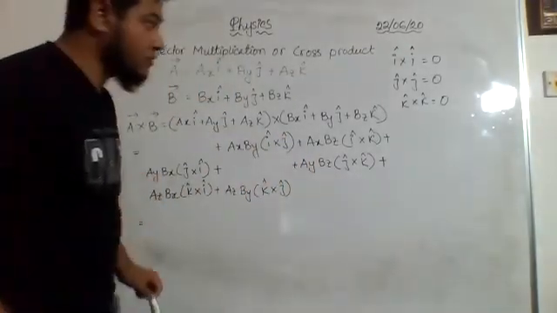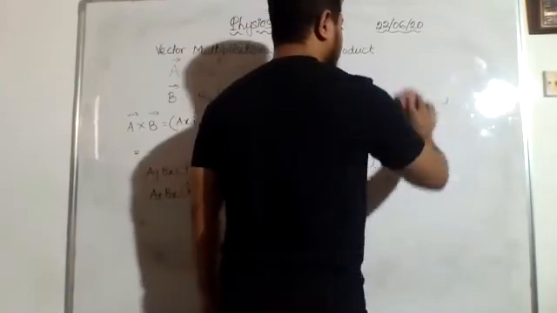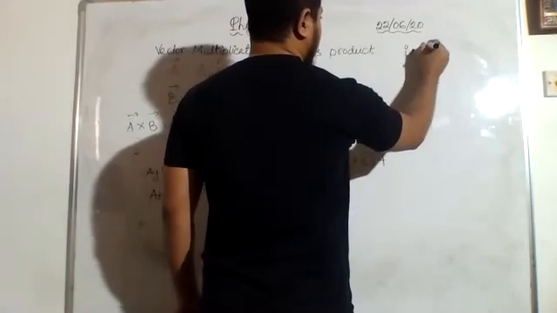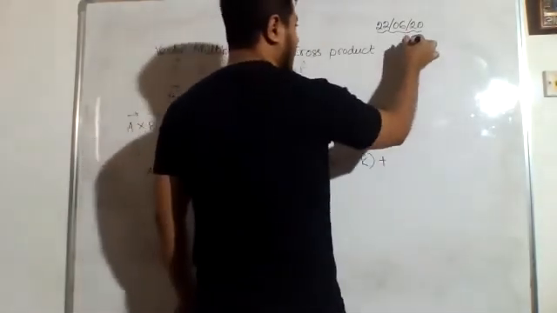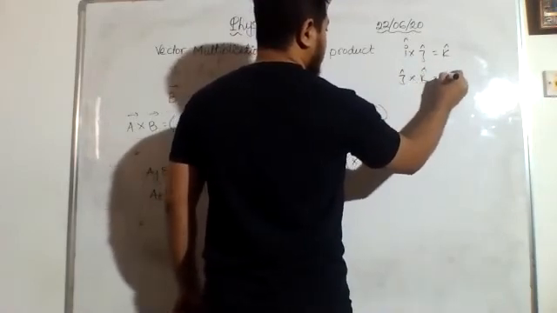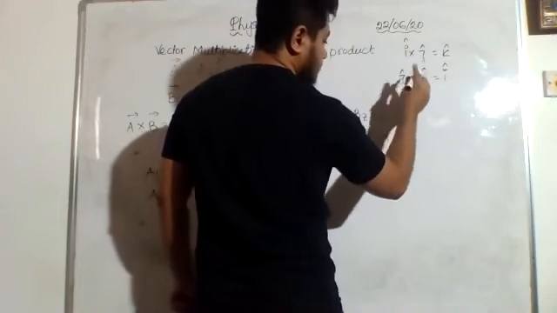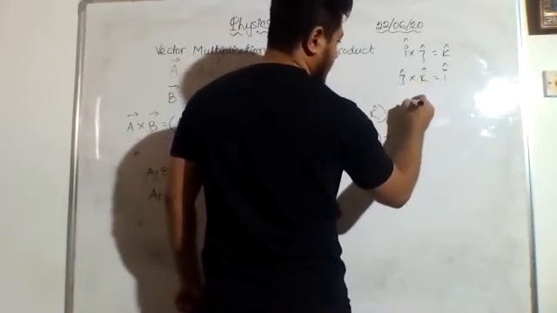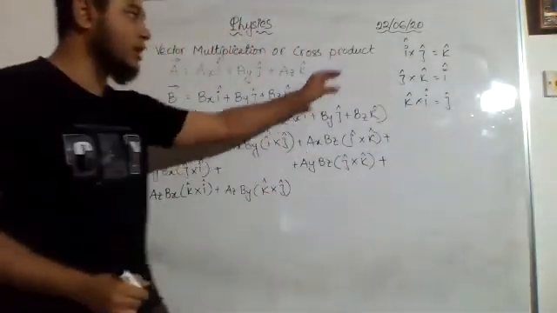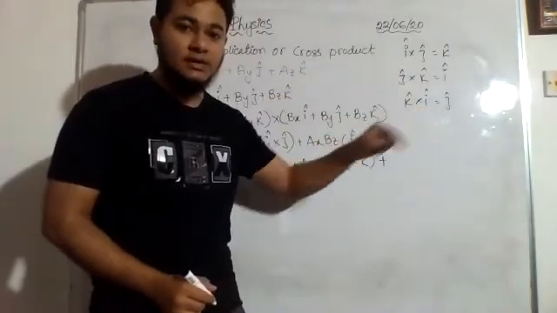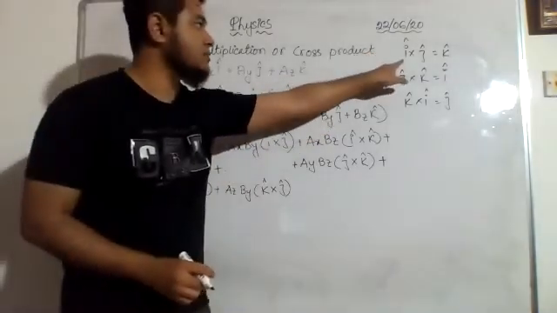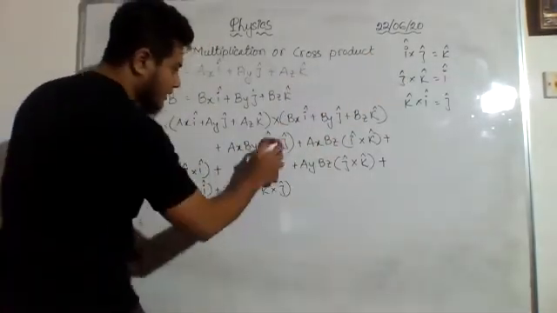Then we will try to take a look where the serial has been maintained. Like where we are taking i cross j, i j k, this is the serial, right? So i cross j is k, j cross k is equal to i, and k cross i is equal to j. So we will see where this serial has been maintained. i j k serial is alone. So if you take a look here, i cross j serial has been maintained. So this will become k.